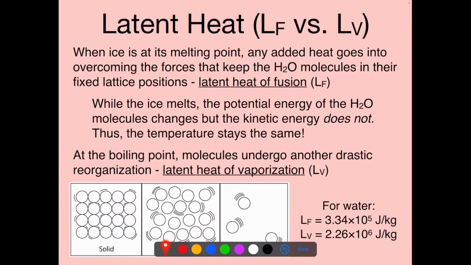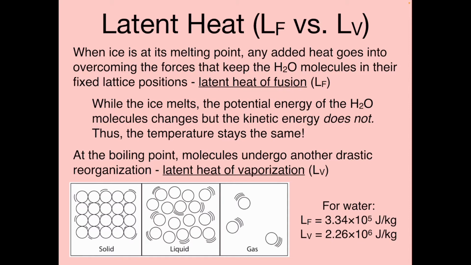We have a lattice of water molecules, where each water molecule is in a fixed position within the lattice. Now, even though each molecule is in a fixed position, they can still jiggle back and forth. There can still be vibration of the molecules within the lattice, but each molecule has to maintain a fixed position within that lattice. Okay, so if we want to turn this from solid ice to liquid water, what we need to do is overcome the forces that hold this lattice together. So there are forces between the water molecules that keep them in those fixed positions. We need to overcome those forces in order to turn it into liquid water.